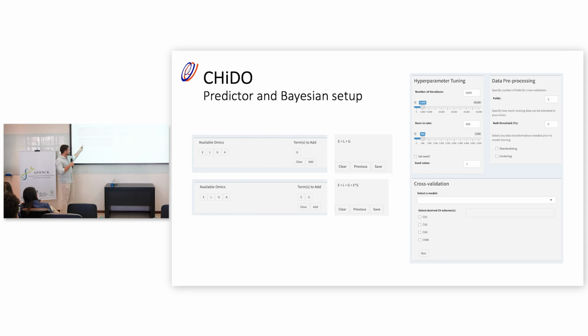But the funny part is that if you put 2 terms together and you click add, then you will introduce the interaction. So we can do as many interactions as we want. We can put E plus L plus G plus A. It's going to run. I don't know if it's going to be really useful, but you can do it.